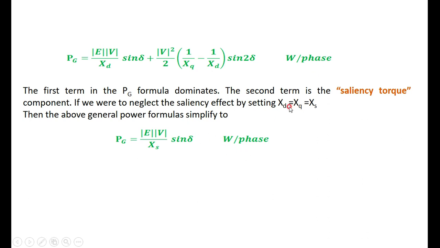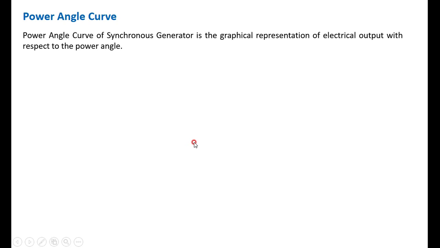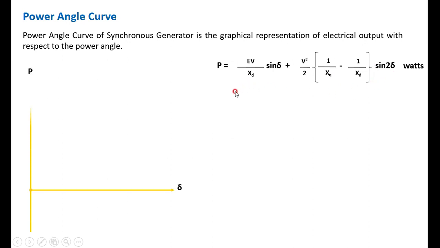Okay. Then if the values of XD and XQ are equal, that is in the case of non-salient pole type, that is nothing but XS, then this equation is reduced once again to EV by XS sin delta. Then if you are drawing the power angle characteristics for this particular machine, we have got the power angle equation, already derived here: EV by XD sin delta plus V square by 2 times (1 by XQ minus 1 by XD) sin 2 delta. On the x-axis you have to take delta and on the y-axis P. Here there are two terms, and you have to draw two different curves and superimpose one on another, then you get the total power P.